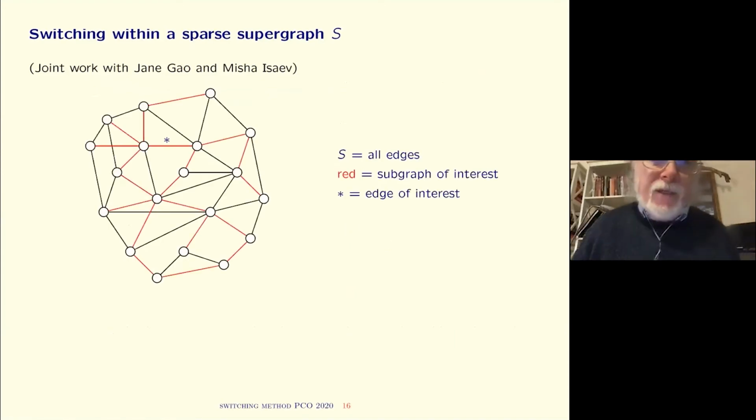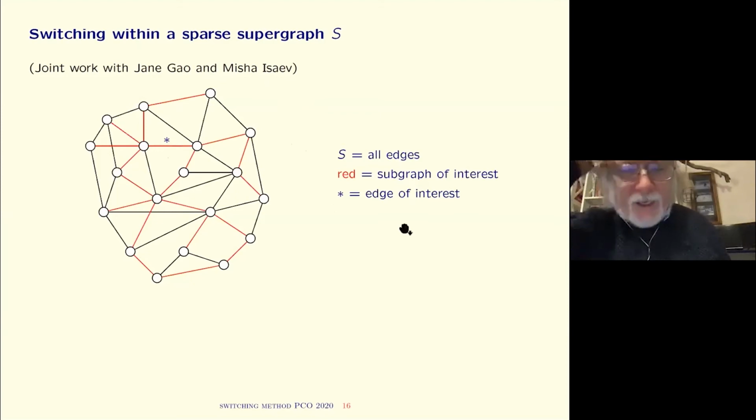Now here is our supergraph. Both the black and red edges all together are the supergraph S, and the red edges are the subgraph we're looking at, and it's got a given degree sequence. So we're only interested in subgraphs of S that have a given degree sequence, and we want to know some things like whether the subgraph has an edge in a particular place. So we look in a particular place, say where the asterisk is, and say that's our edge of interest.